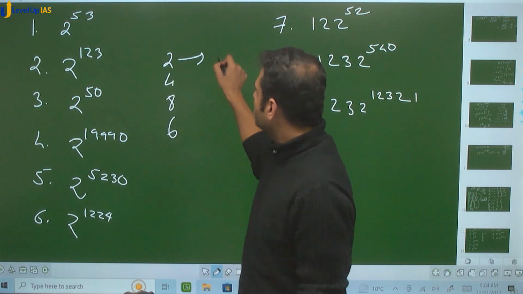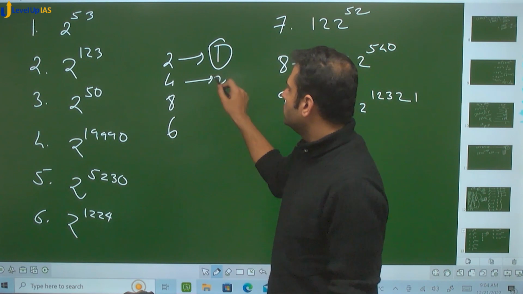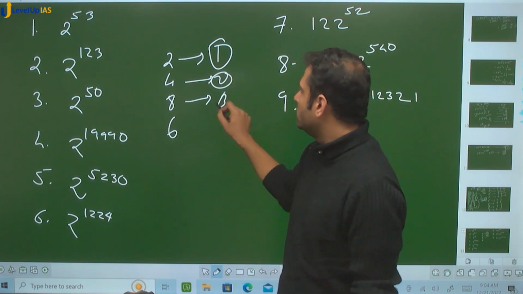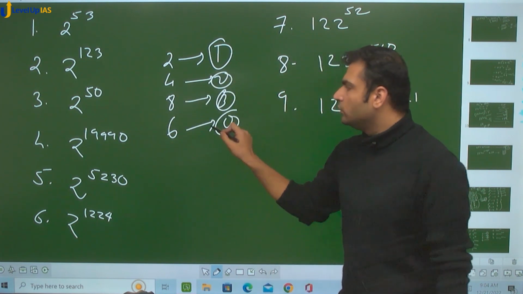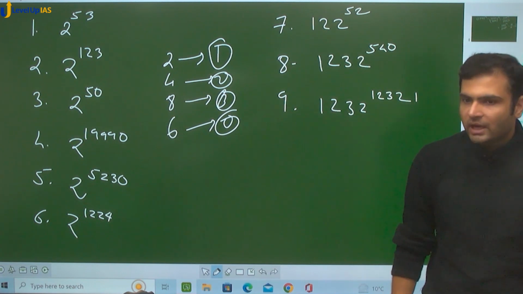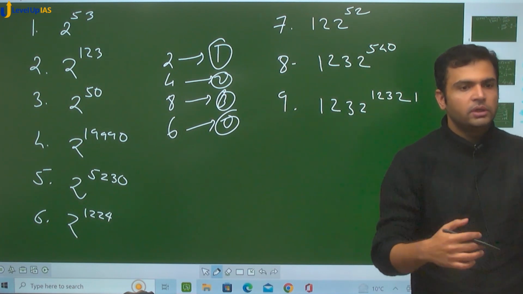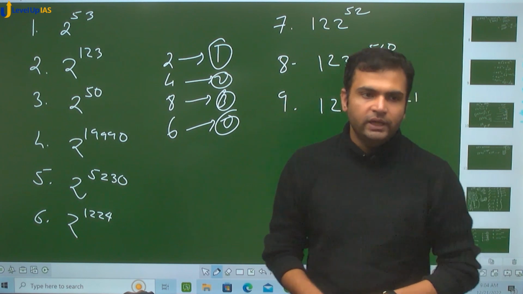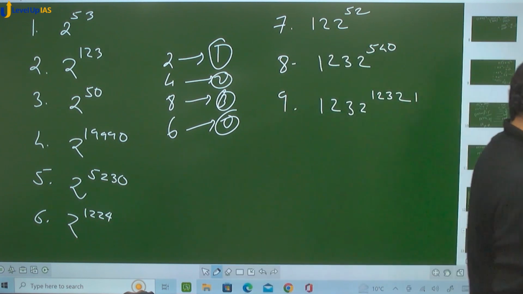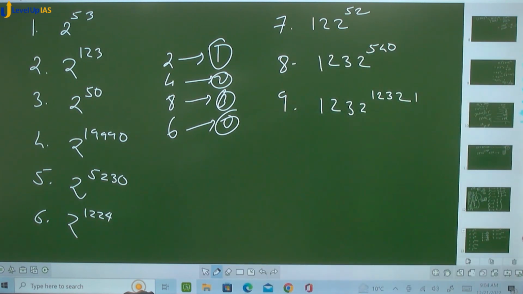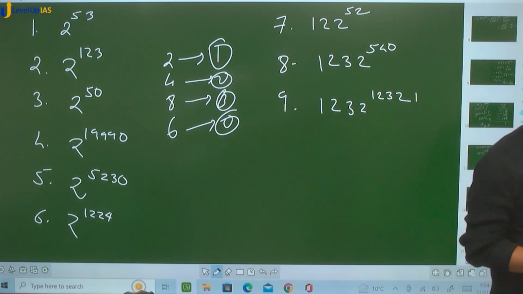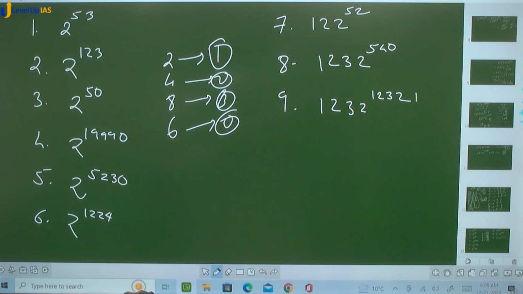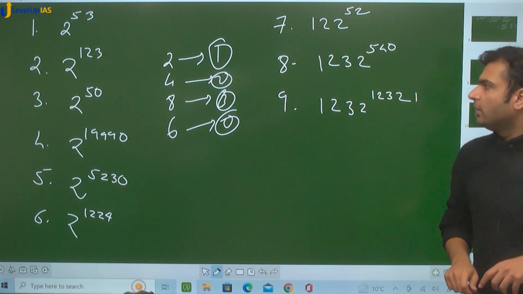If the remainder is 1, the units place is 2. If the remainder is 2, the units place is 4. If the remainder is 3, the units place is 8. If the remainder is 0, the units place is 6. Why is that happening? Because powers of 2 keep repeating in brackets of 4. That is how we define power.